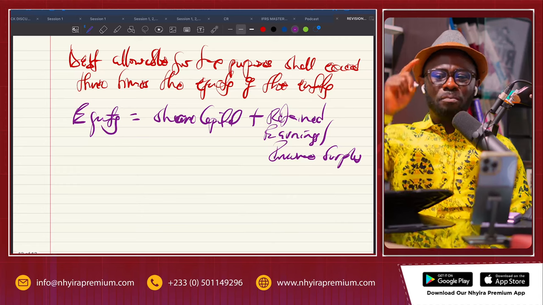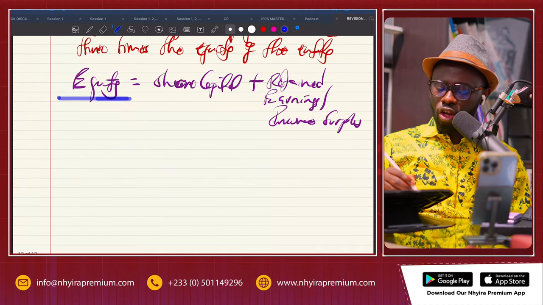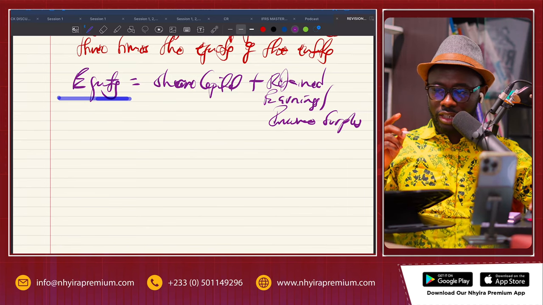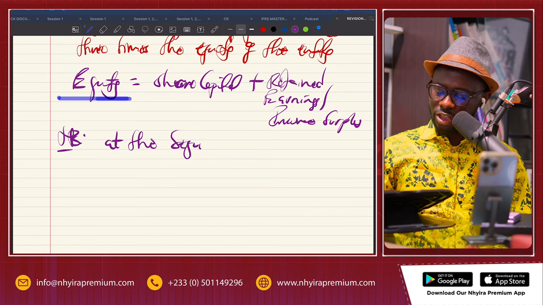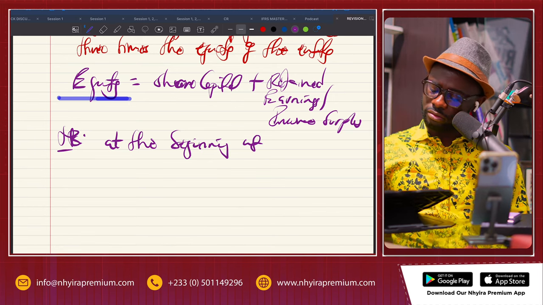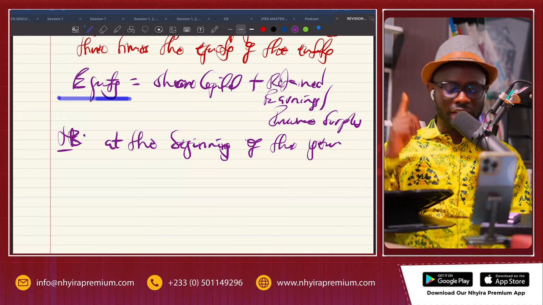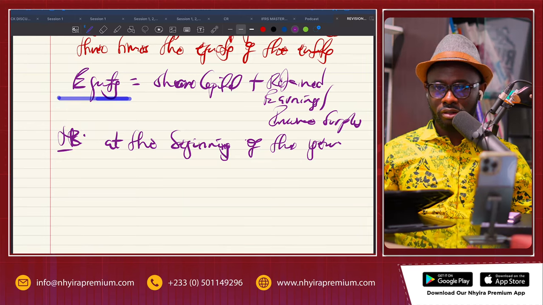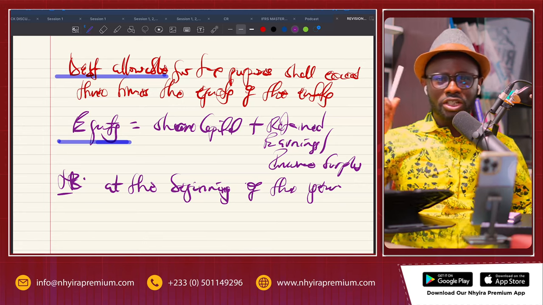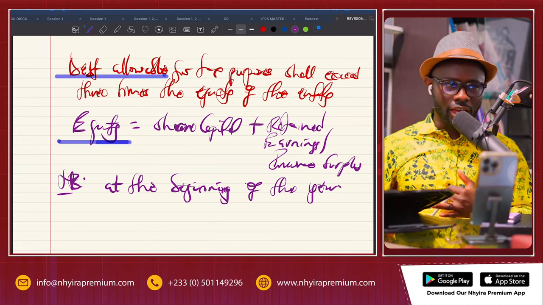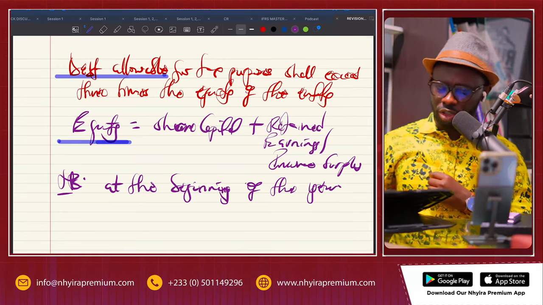All right? Please, all of these things, debt allowable and equity, are at the beginning of the year, not at the end of the year. It's very important you understand that. So NB, at the beginning of the year, because sometimes the examiner will set you a trap and expect you to understand it. But it's always at the beginning of the year. Very important. So that is the thin capitalization principle. If there is share premium, we don't care. If there is any other component of equity, we don't care. Our focus is on these two.